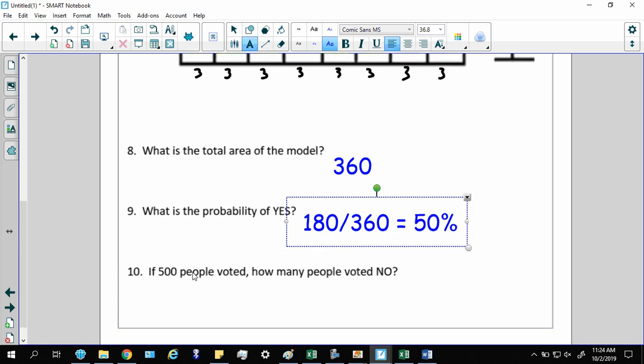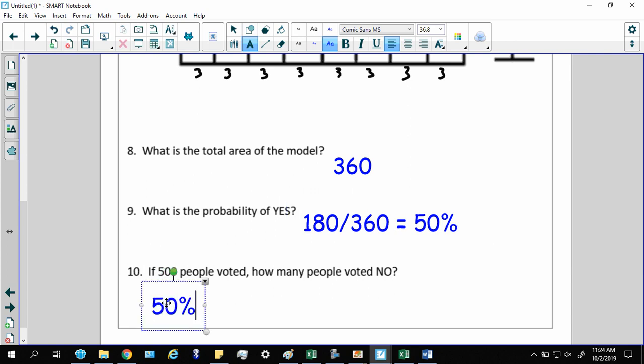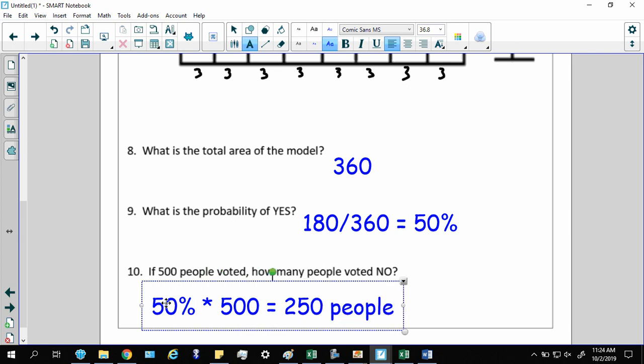Now, if 500 people voted, how many people would vote no? Well, again, if 50% voted yes, then 50% will vote no. So 50%, and I'm just going to multiply that by the number of people, which is 500, which gives me 250 people.